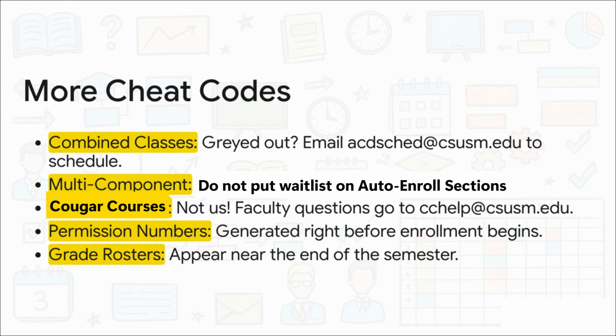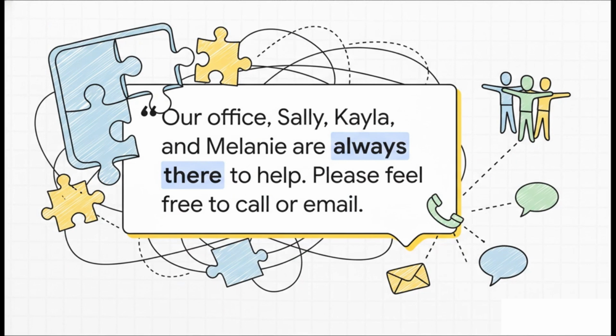And finally, a couple of things to manage expectations. Permission numbers don't show up until right before enrollment starts, and grade rosters won't appear until the semester is almost over. We're going to end right where we started because this message is just that important.